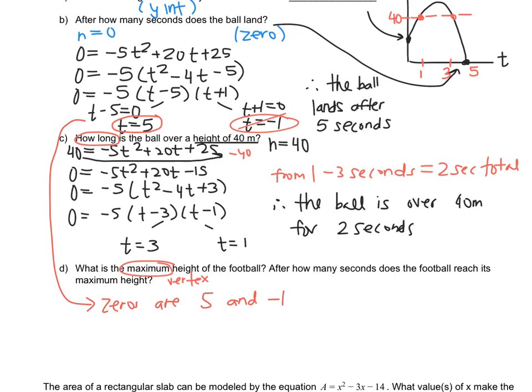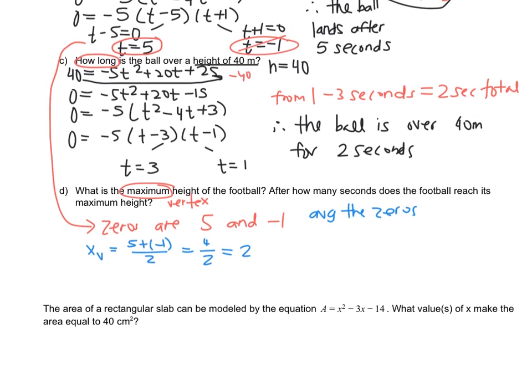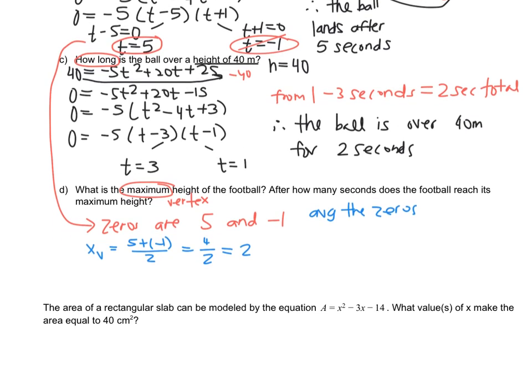So if I know my zeros, I can actually just average the zeros to get my vertex quickly. But again, you could have completed the square and that would have been perfectly fine. But I'm just going to use the more efficient method here. So 5 plus negative 1 divided by 2. 5 plus negative 1 is 4, and when we divide that by 2, we get 2. So that is the time. So maybe instead of xv, we should actually put t, because t is acting like our x coordinate. So that means at 2 seconds, the maximum height occurred.